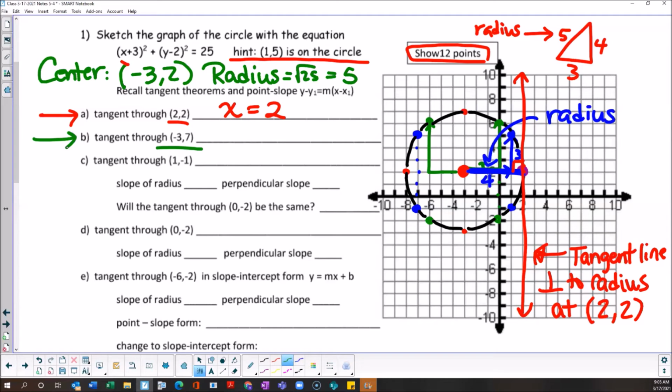So if I go to -3 up to 7, that's this point right here. If I draw in my radius, let me keep my radius blue. Now the radius is going from here to here. It's still the radius. So the tangent to the radius has to be perpendicular. So what's that going to look like? Here. Because it has to make a right angle with the radius.